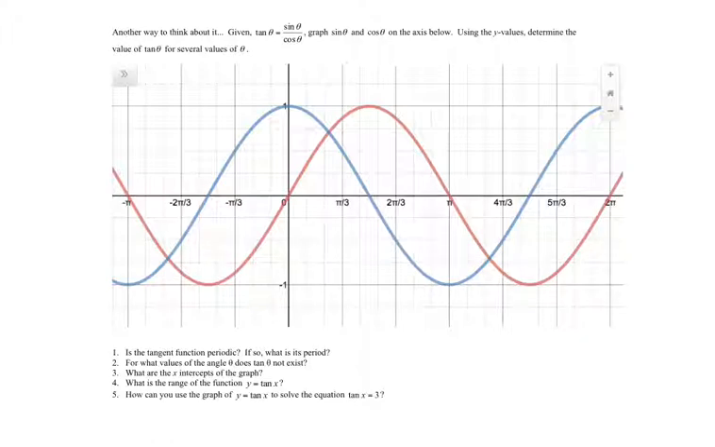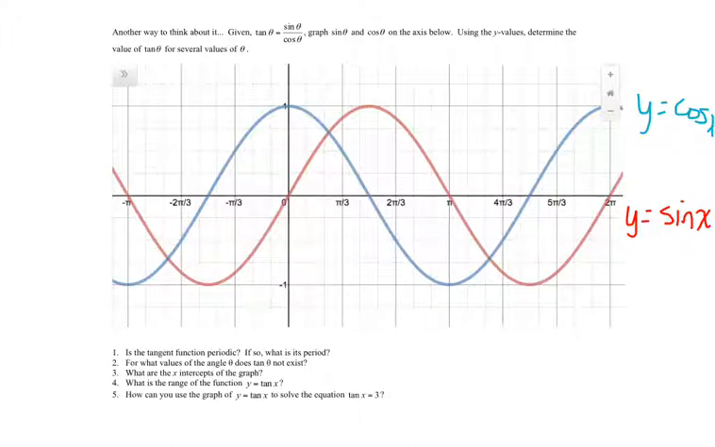And so notice in red here, that's going to be my sine graph. So my red is sine, and my blue is cosine. And so again, we're going to think about dividing sine by cosine. Well, that means I'm dividing the red value by the blue value. So let's go ahead and do that.